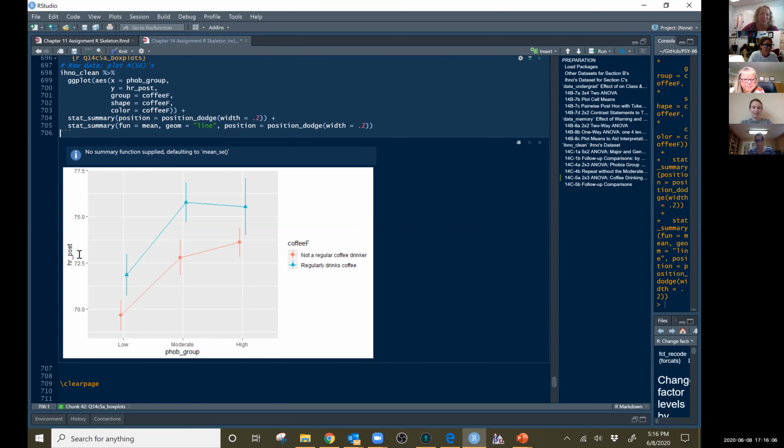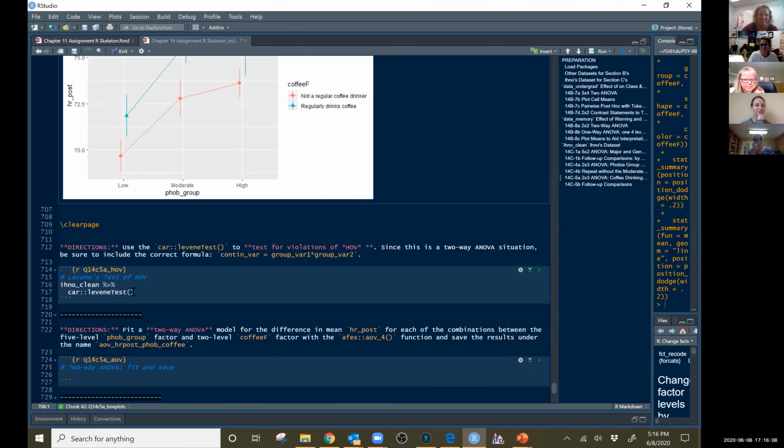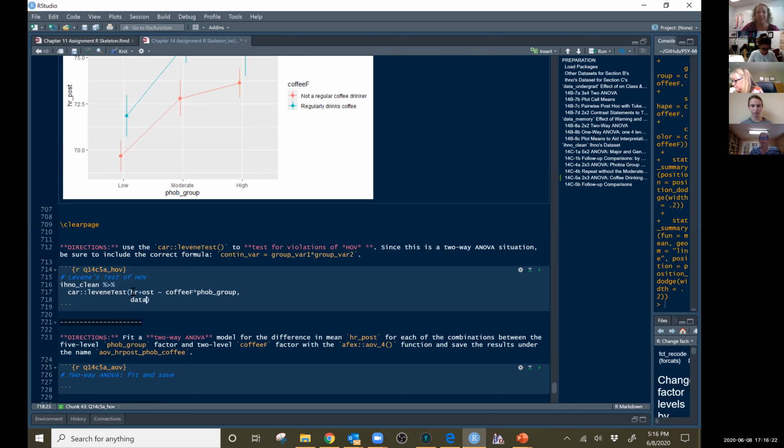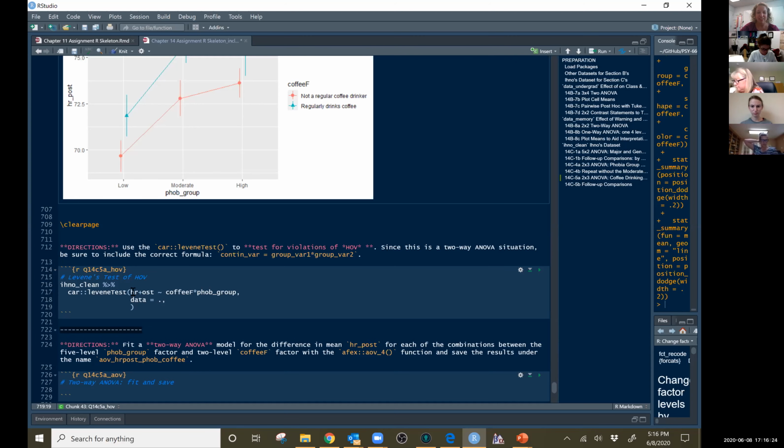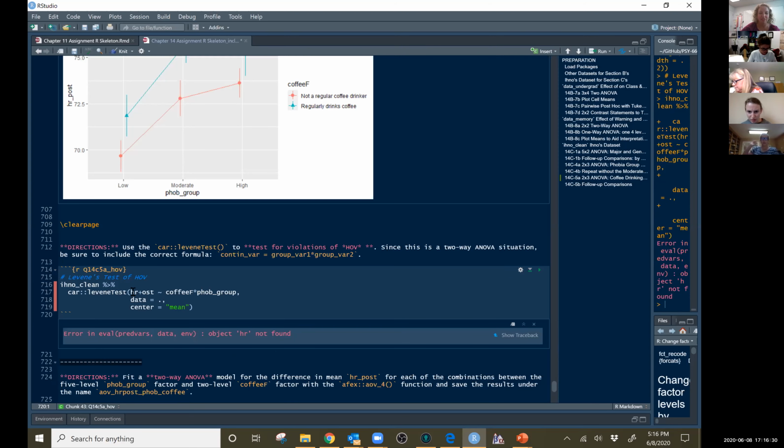The post-quiz heart rate. HR post, tilde, coffee, F, gotta spell that wrong, right? Asterisk, phobe group, data equals dot, and center equals mean. That really bugs me that that's not the default.